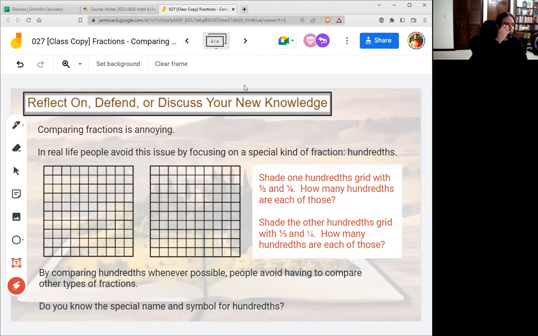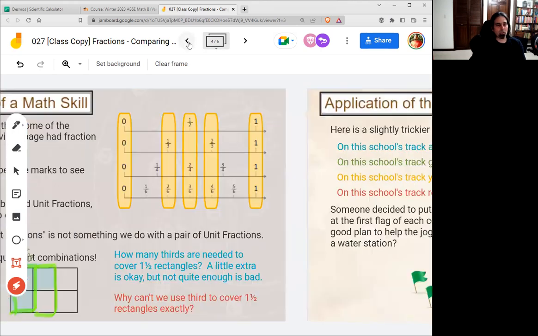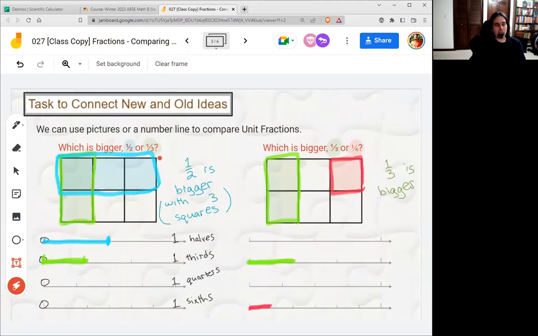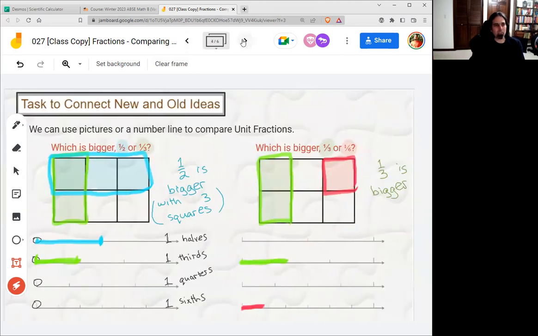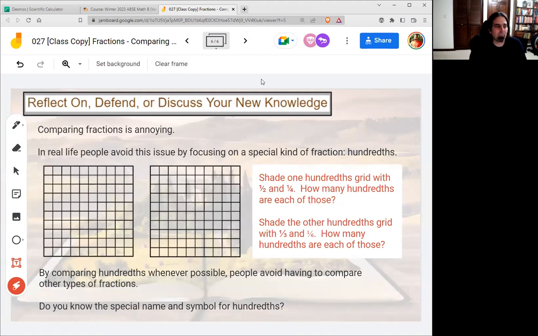Comparing fractions is annoying. And in real life, people avoid comparing fractions because trying to think about this kind of thing takes too much work. Which is bigger, half or a third? Which is bigger, a third or a sixth? Who wants to do that? So instead, people focus only on hundredths, because we can turn other fractions into hundredths pretty well.